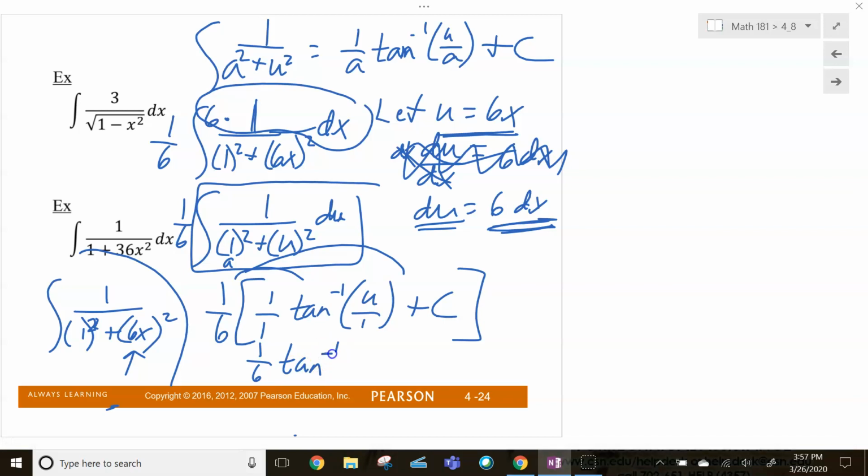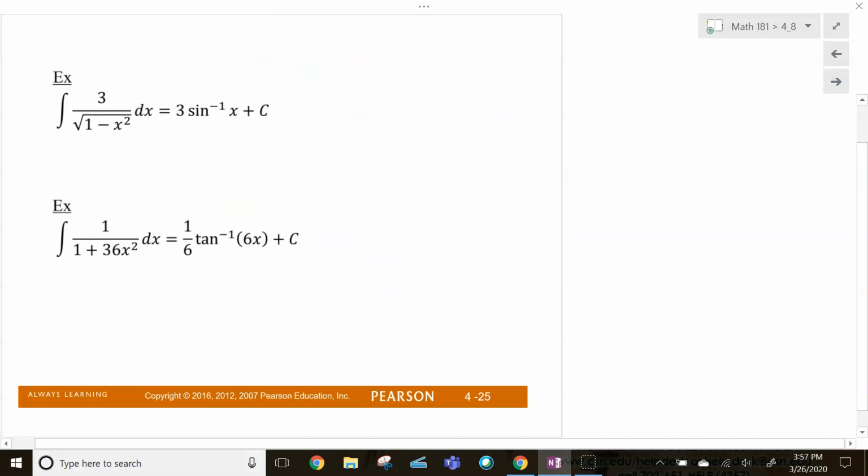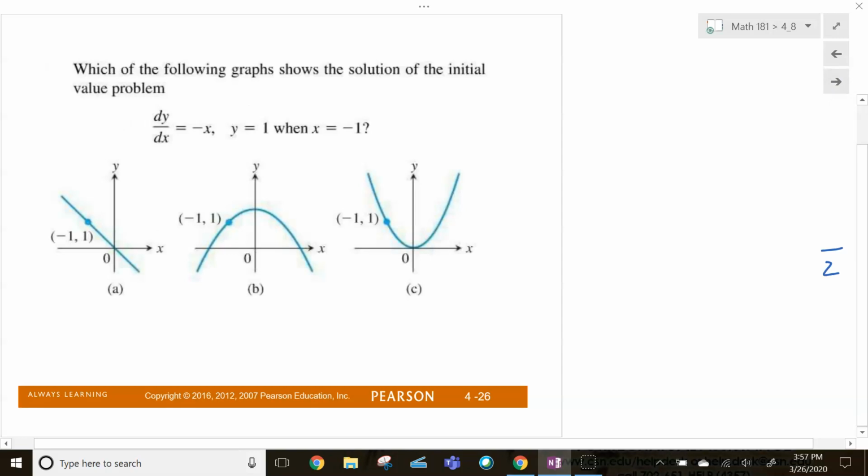Now I'm going to put the u back. What is u? Remember, u was 6x, so this is 6x over 1 plus, and then I got 1/6 times a constant, which is, again, just a constant. You don't need to put 1/6. So 1/6 arctangent of 6x plus a constant. There's our solution on that one.